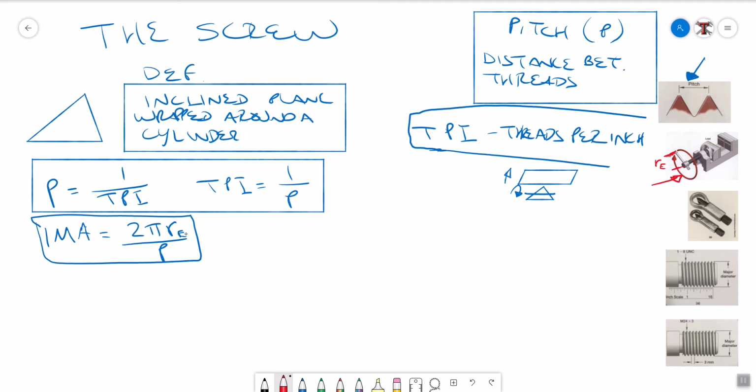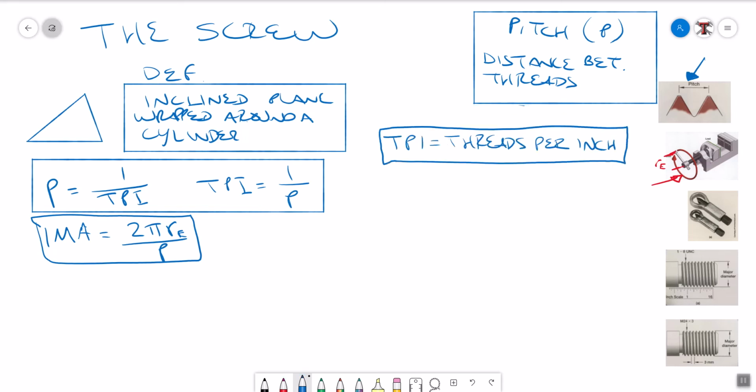2 pi RE divided by P, in other words, the number of threads per inch. Now, if you have a lot of threads per inch, or you have a big R, it's going to make a big difference in your calculations, and we're going to talk about that in just a second. Okay, so hang tight.